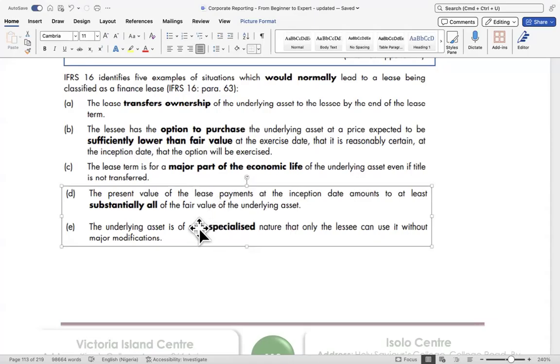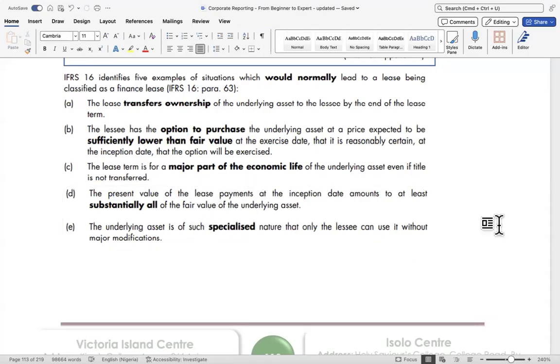And finally, the underlying asset is of such a specialized nature that only the lessee can use it without major modification. So this is also an indicator. So these five are primary indicators for a finance lease. You need to know it. You need to know these five.